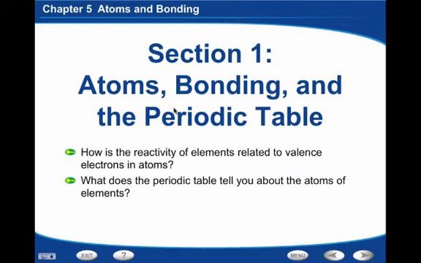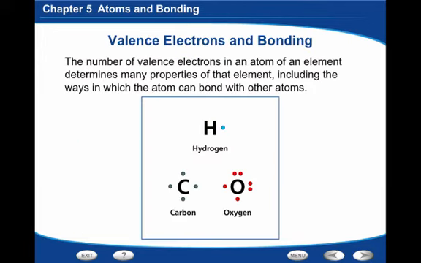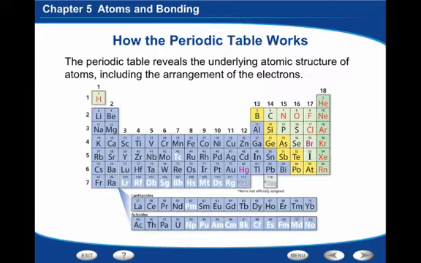So how is the reactivity of elements related to valence electrons and atoms, and what does the periodic table tell you about the atoms of elements is what you should keep in mind. So valence electrons determine the properties of each of the elements, how they're going to react, if they're going to want to react with other elements or if they're going to stay stable on their own. And they include the way that the atom's going to bond with something else. So if you're looking at the periodic table, it tells you the atomic structure.